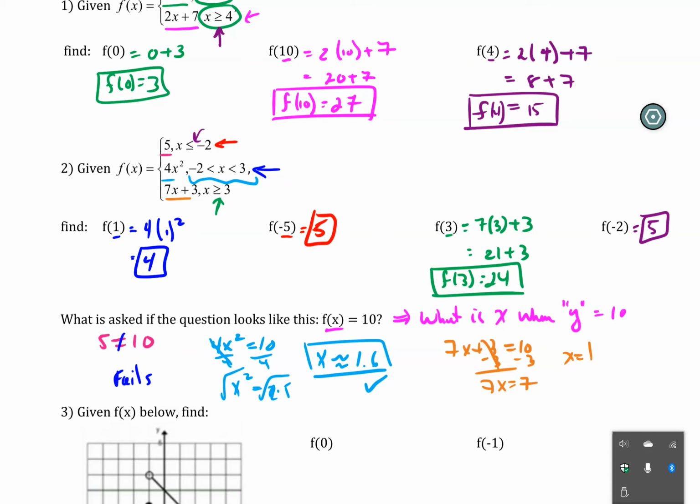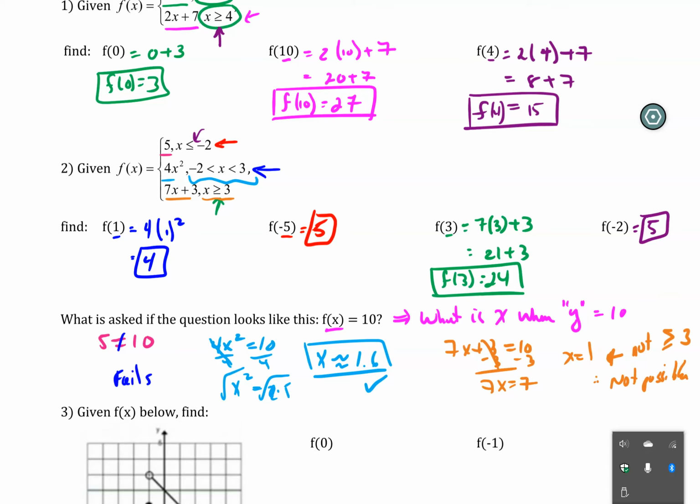Well, again, just because you get an answer doesn't mean it works. You have to check to see, does this land within the restricted domain that they gave me? For this bottom 7x plus 3 portion of the function, x can only be greater than or equal to 3. 1 is not greater than or equal to 3. So therefore, not possible in this case. All right, so this one fails.